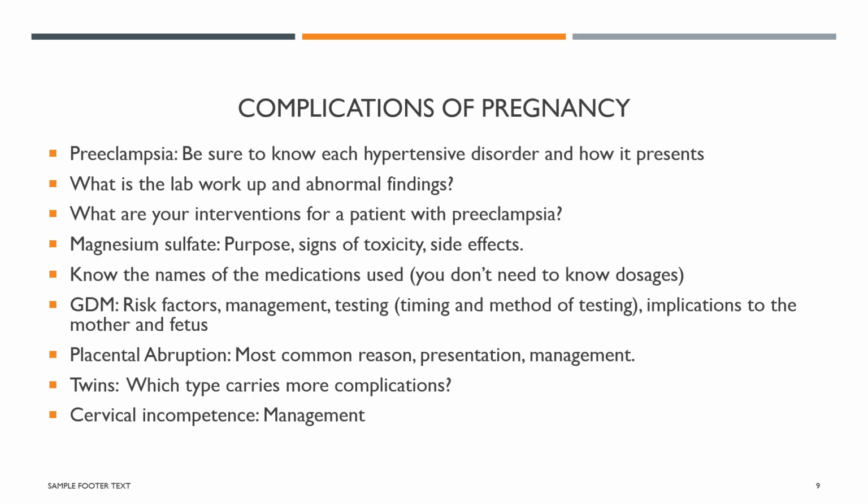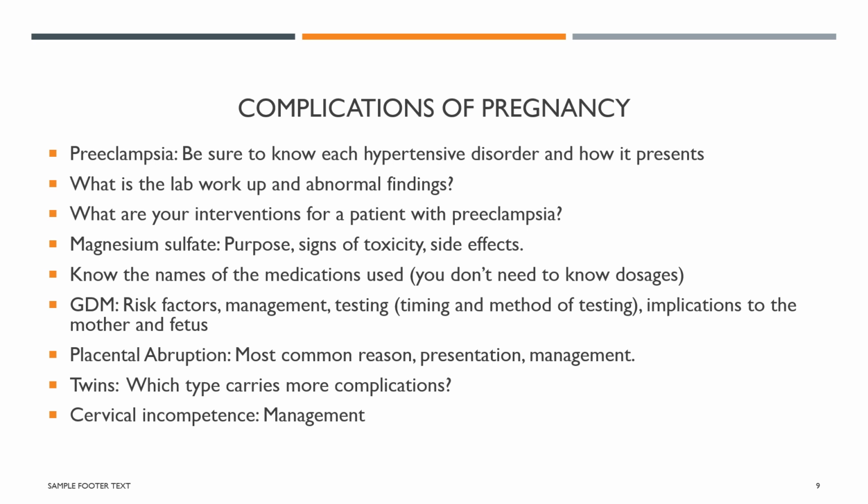Okay, complications in pregnancy. So again, review preeclampsia. Make sure you know each hypertensive disorder and how it presents. Make sure that you understand interpreting lab values. What's the lab workup? What's the type of labs that we're going to order? And again, as a nurse, you have to anticipate what's going to be ordered for the patient. What are your interventions for a patient with preeclampsia?